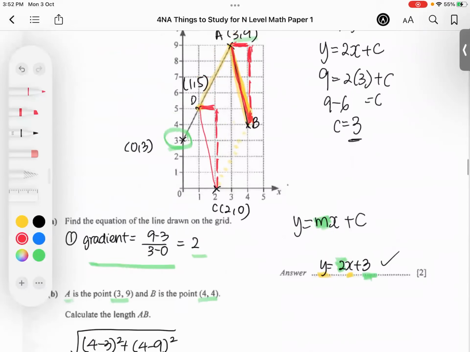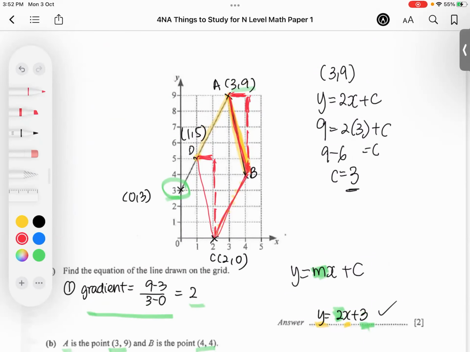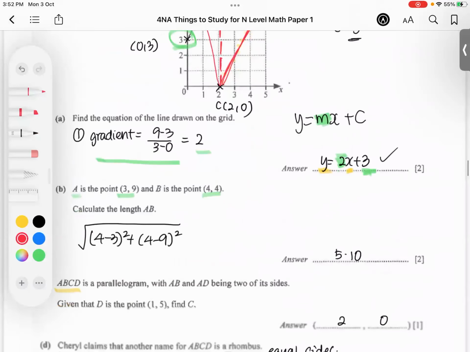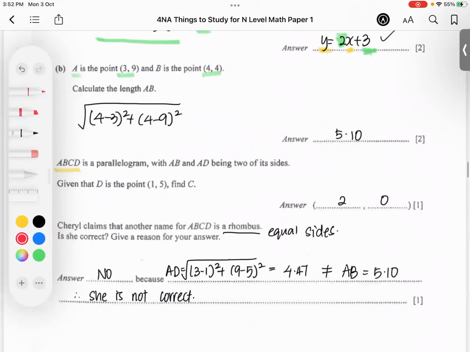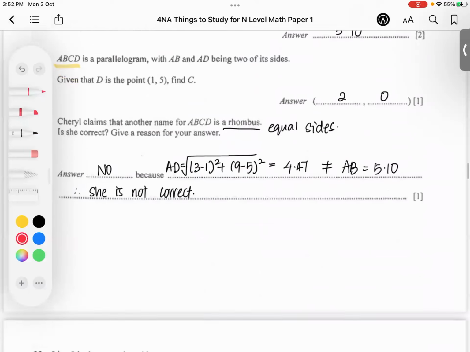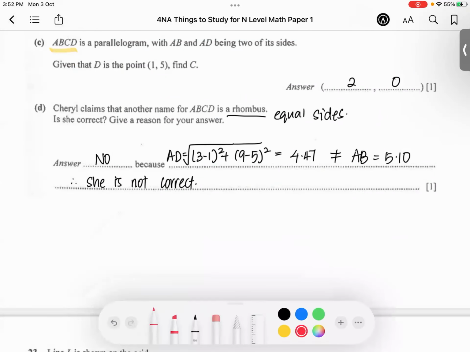So I need to calculate the length on this side, B to C or A to D, either one. Since I'm not confirmed whether I got the correct answer for C, I'm not going to use C. So I'm going to use AD. I used the formula and found that AD is equal to this number, but AB was previously calculated at this number. They are not the same length. So therefore, it must not be a rhombus. They can ask you similar questions.